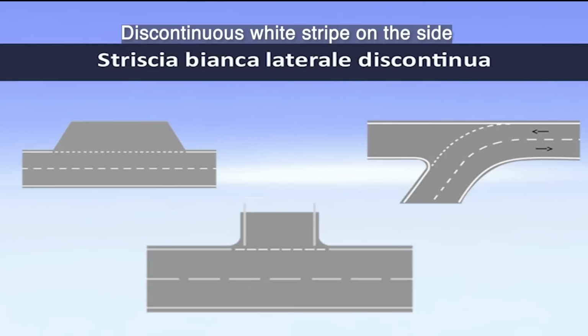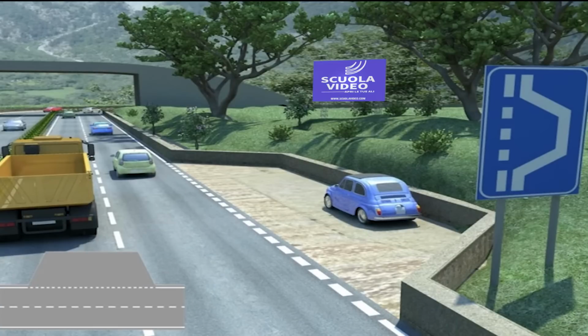Discontinuous side white stripe can always be overcome and separates the carriageway from rest areas, driveways or secondary branches. The white side stripe, discontinuous in the figure, separates the carriageway from a rest area and can always be crossed to stop.